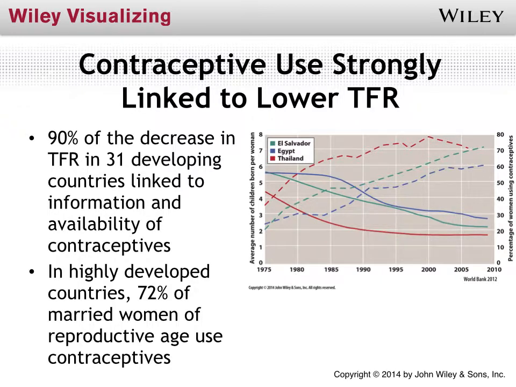Again, some examples of showing decreases in total fertility rates where contraceptives were simply made available. In highly developed countries, 72% of married women that are of reproductive age use contraceptives. The number for some of the developing countries, like we see on this graph, are in the teens to maybe 20s, as opposed to, again, 3/4 of women in developed countries.